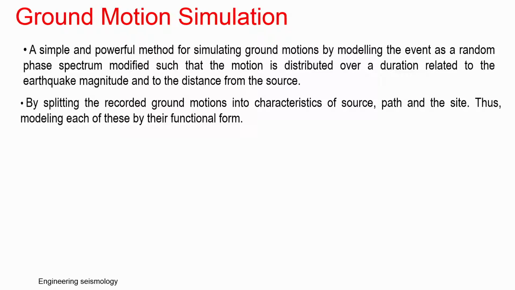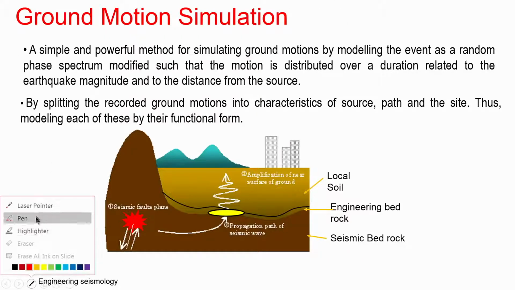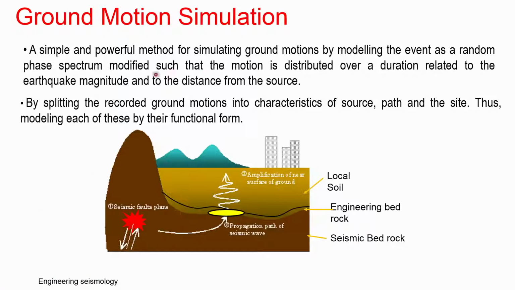By splitting the recorded ground motion into characteristic source, path and site, modeling each of these by its functional form will become easy to understand. So this is where you are looking at the design of the ground motion.